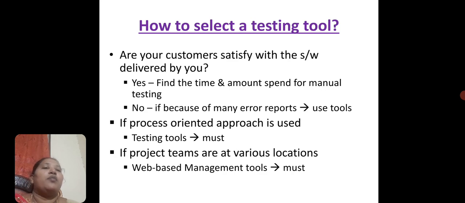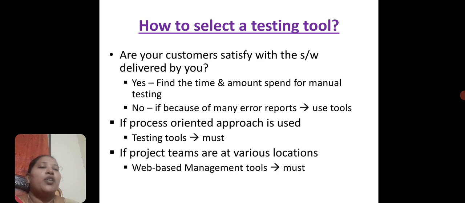So far we have seen manual testing, automated testing and so on. Now the question is how you select a particular testing tool. That depends upon customer satisfaction. First you have to check whether the customer is satisfied with the software you have delivered. If they are satisfied, then you have to find how much time and money you spent on the manual testing. If the customer is not satisfied, you look at the reason for the dissatisfaction; if it is because of errors, then you have to make use of automated tools.